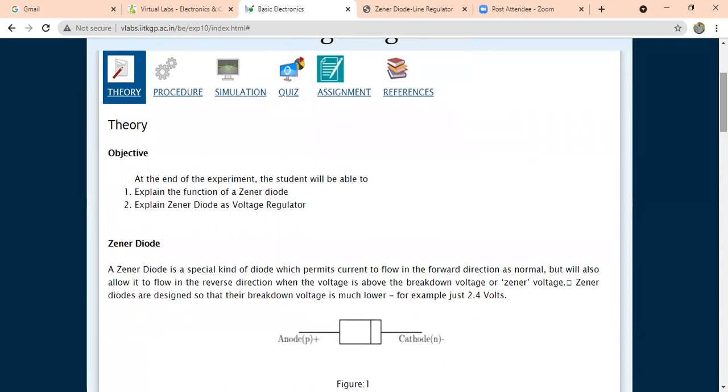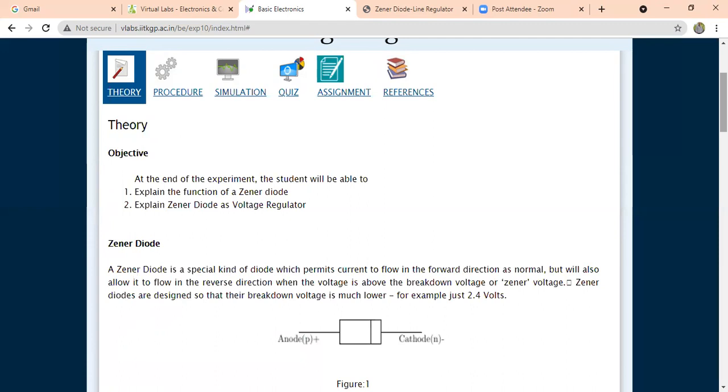A Zener diode is a special kind of diode which permits the current to flow in the forward direction as normal, but will also allow it to flow in the reverse direction, opposite to the reverse biased voltage, when the voltage is above the breakdown voltage or the Zener voltage.